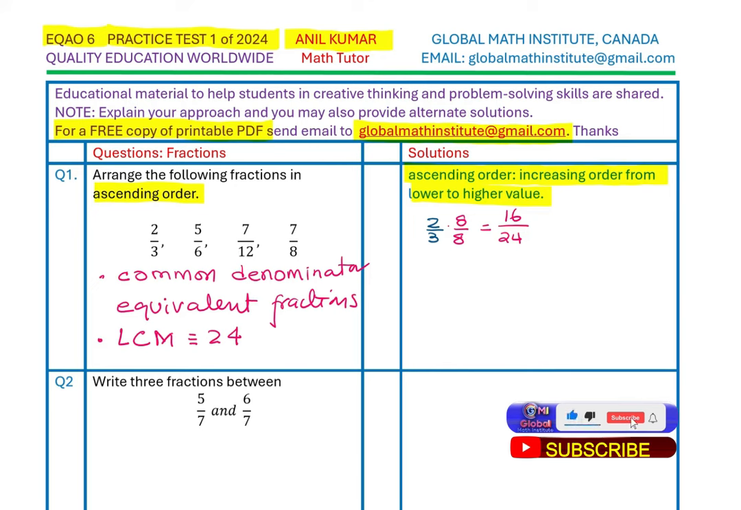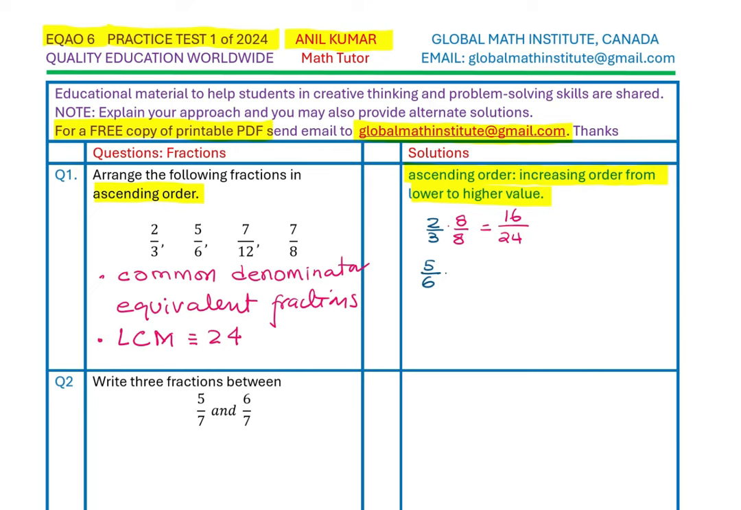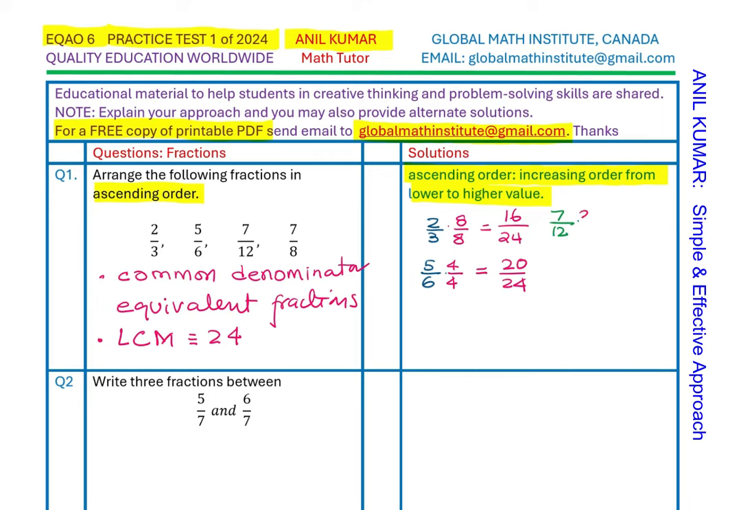The other one here is 5 by 6. To make it 24, I should be multiplying it by 4, since 6 times 4 is 24. So multiply by 4 and divide by 4. That gives you 20 by 24. Clear? The third number is 7 by 12. We need to multiply by 2 and divide by 2 to get 14 by 24. The last number is 7 by 8, which we can multiply and divide by 3. So we get 21 over 24.